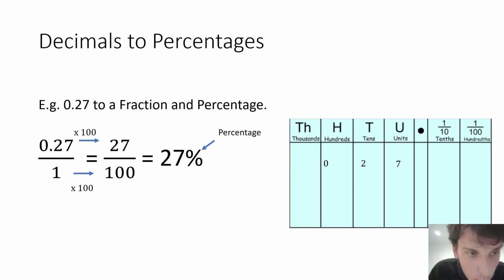Right, so 0.27 is a decimal. To turn it into a percentage, we need to make it out of 100. So how do we do that? 1 to 100, we need to times by 100. So whatever we do to the bottom, we have to do to the top. So 0.27 times 100 is 27. As you can see here, I've moved everything twice to the left. 27 out of 100 as a percentage is 27%. So 0.27 as a percentage is 27%. Excellent.